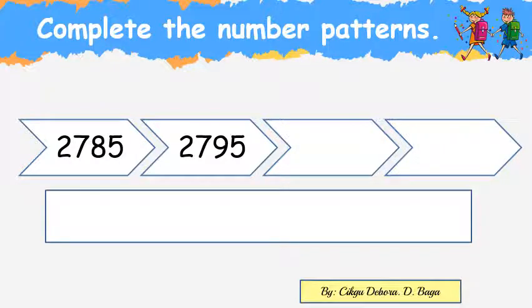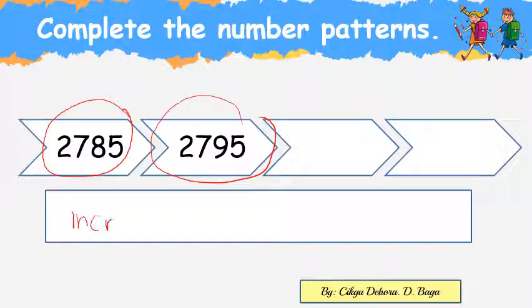Okay kids, we move to the next example. Complete the number pattern. Before we complete any number pattern, we should identify the number pattern first. Teacher already taught you just now how to identify the number pattern, right? We need to identify whether the number is increasing or decreasing. We look at the first number here. It is 2785 and the next number is 2795. So as we can see here, the number is increasing.